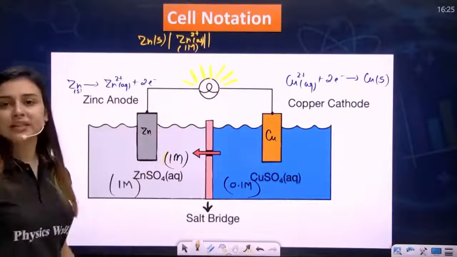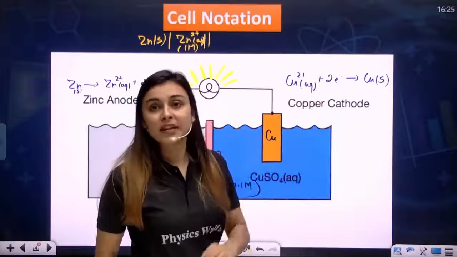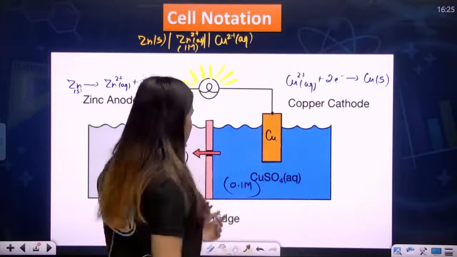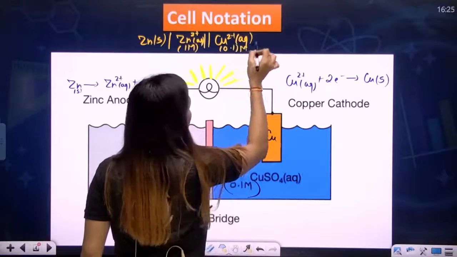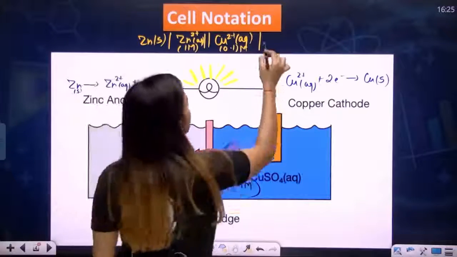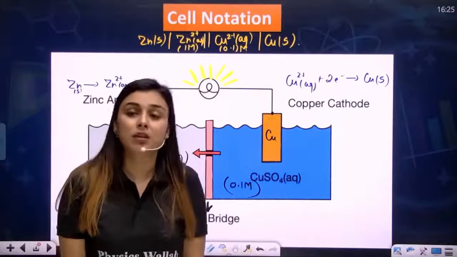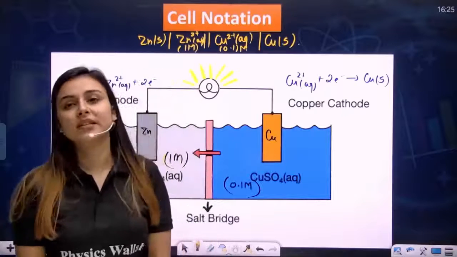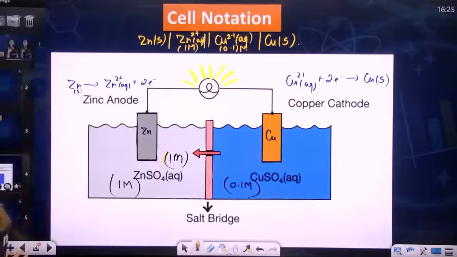Now let's move towards the cathodic representation of the cell. You know that in the cathodic representation, the first will be the ion, so Cu2 plus aqueous. And what is the concentration given? 0.1 molar. So you'll write the concentration as 0.1 molar. Then you'll change the phase, and then you'll write the copper solid representation. Copper solid. So this is actually the cell representation. This is how you represent a particular cell. I hope you've got how you write the cell representation.